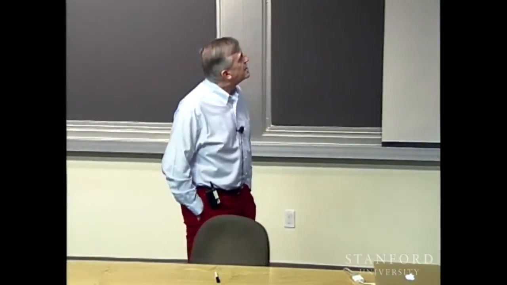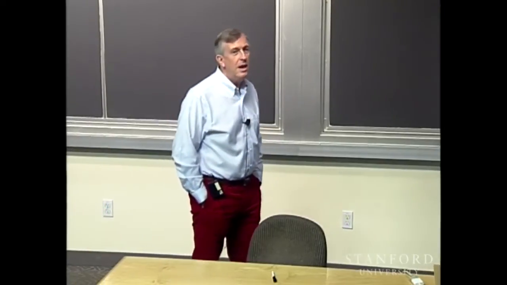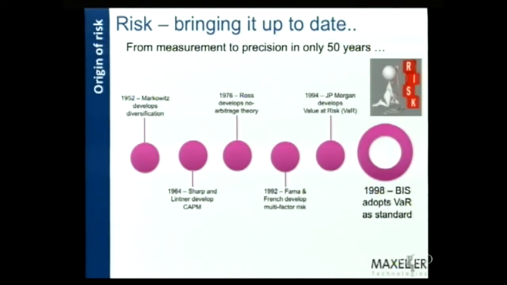Bringing that up to date, we got from measurement to precision in only 50 years, which is quite interesting. 1952, Markowitz developed the idea of diversification: don't put all your eggs in one basket, especially if it's mortgages. Then in 1964, Sharpe and Lintner developed the capital asset pricing model, a way of looking at the market and comparing things to the average market return in a very simple way.